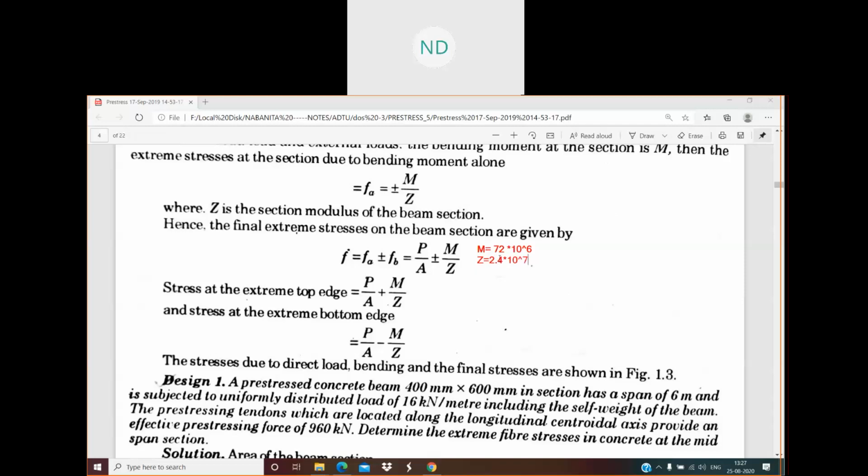So when you divide M by Z, how much are you going to get now? M we know was in kilonewton meter, no? So in Newton, let's convert everything into mm, because area also we have taken in mm square, so that all the stresses come in mm. So now what do you get for your M by Z?